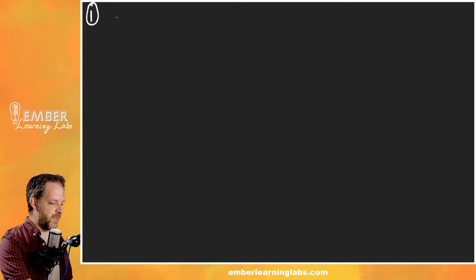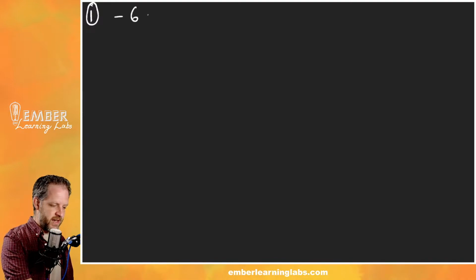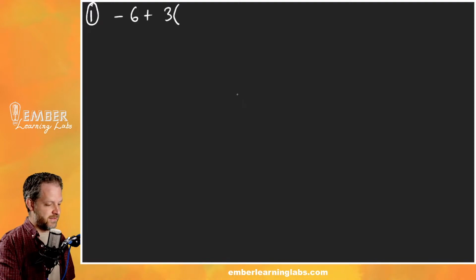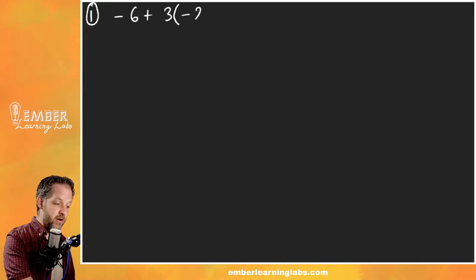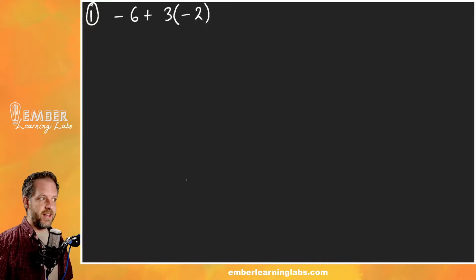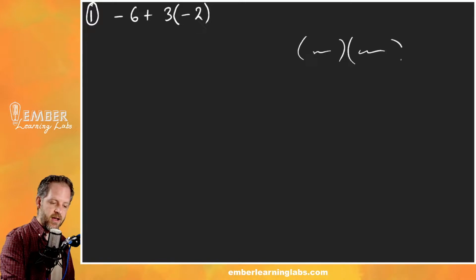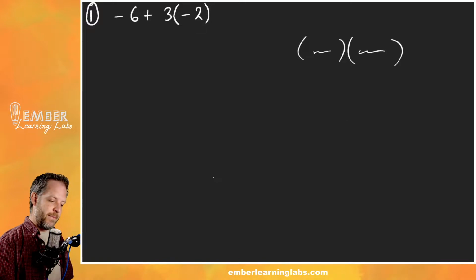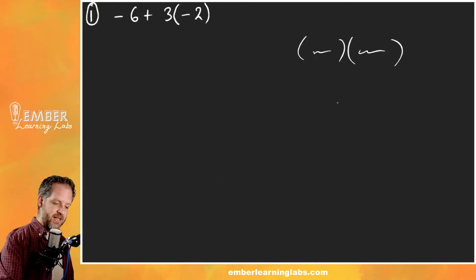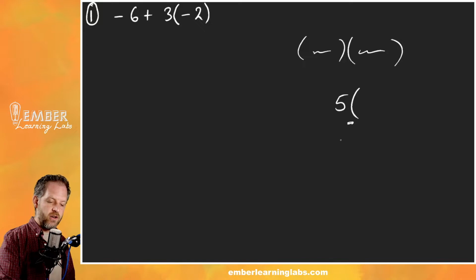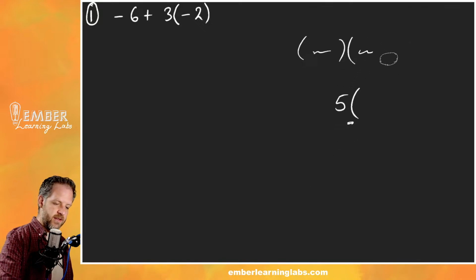All right, let's jump in with an example. Let's do -6 plus 3 times (-2). Now, you may have noticed that I snuck in another new thing. We talked about in our multiplication of integers video, when we have parentheses next to each other, that means times. Another thing that means times is if we have a number, something like 5, and then parentheses. That's also multiplication, okay? So let's dive into this.